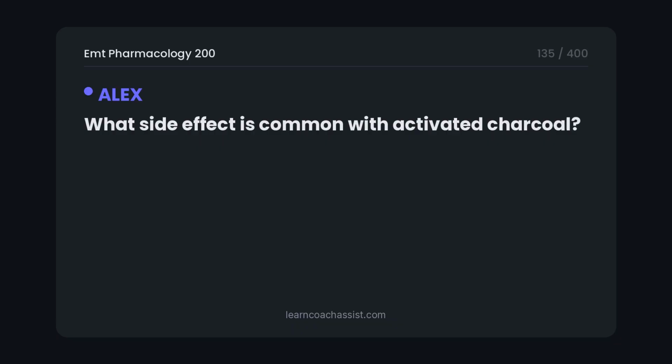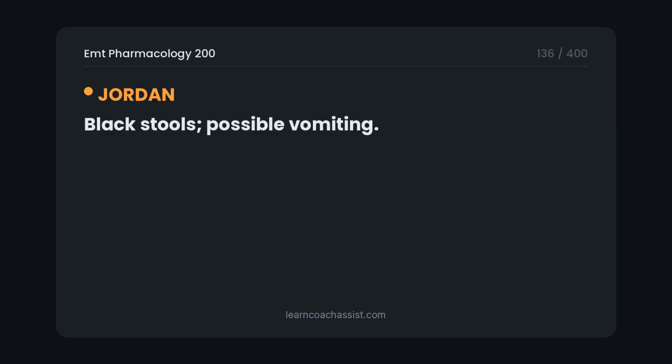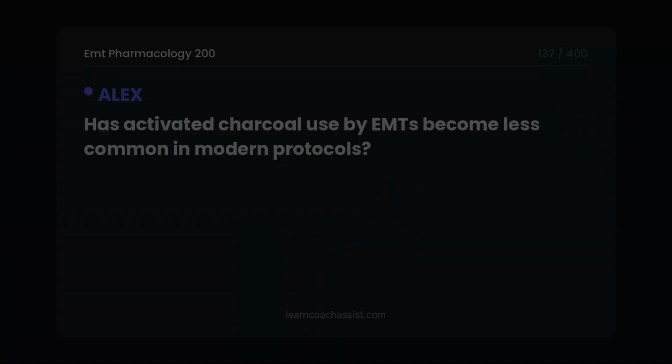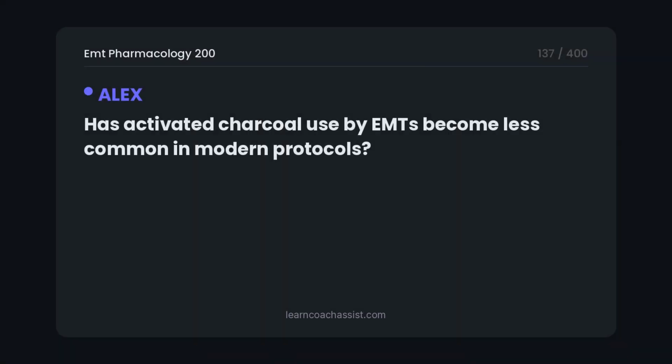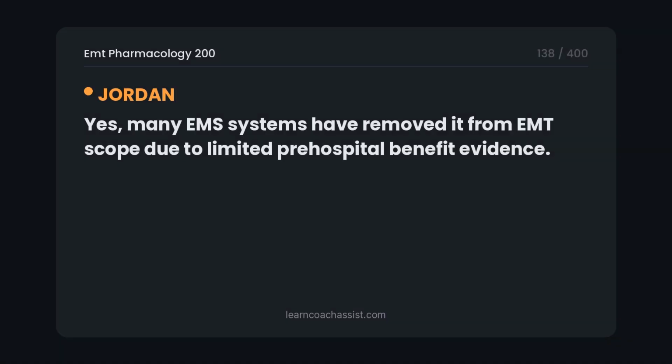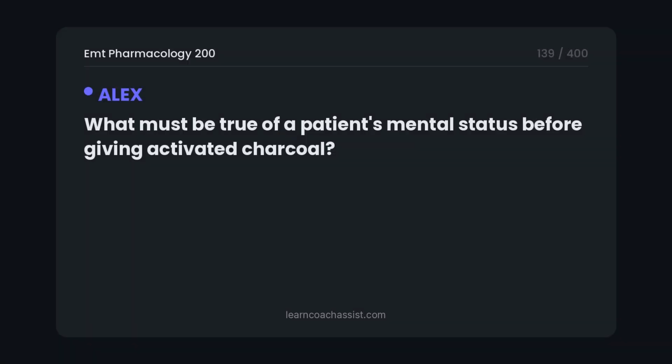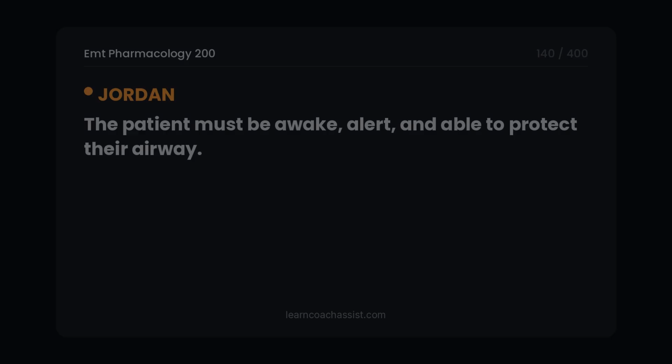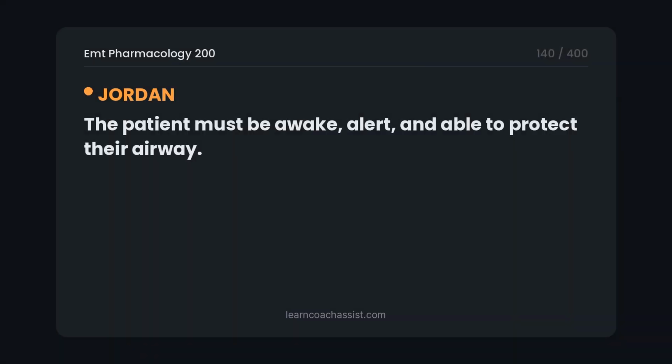What side effect is common with activated charcoal? Black stools, possible vomiting. Has activated charcoal use by EMTs become less common in modern protocols? Yes, many EMS systems have removed it from EMT scope due to limited pre-hospital benefit evidence. What must be true of a patient's mental status before giving activated charcoal? The patient must be awake, alert, and able to protect their airway.